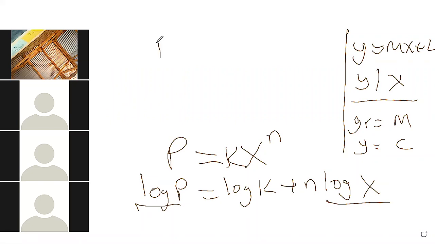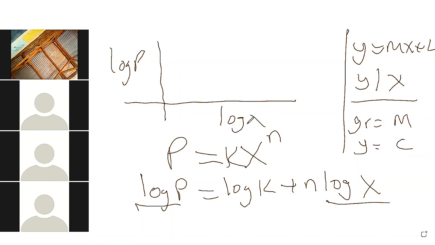It will look like that: this is log P, and this is log X. Let's say we have it at that. This point here, this intercept, will be log K, the vertical axis intercept, while the gradient of this one here will be N. So it will depend on the initial equation which you are working out.